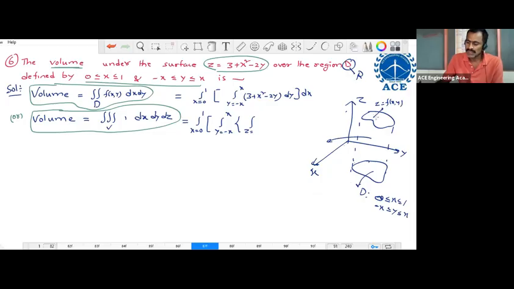So for this total object, the top surface is given by z equal to f of x comma y. The base surface is given by this region only. And the equation of this base plane is z equal to 0, because the projection is on xy plane only. So equation of this xy plane is z equal to 0. And the equation of this surface is z equal to f of x comma y.